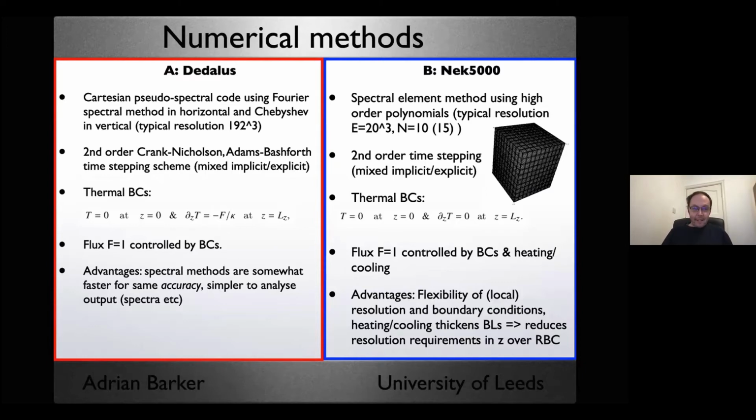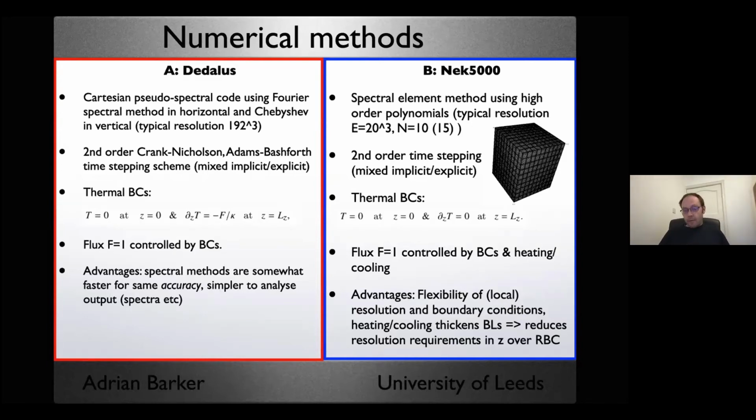And these use a second order time-stepping scheme, mixed implicit-explicit, where we fix the thermal boundary conditions to be 0 temperature at one boundary and fixing the heat flux to be 1 at the other boundary. So in a steady state, we have a heat flux of 1 through the domain.